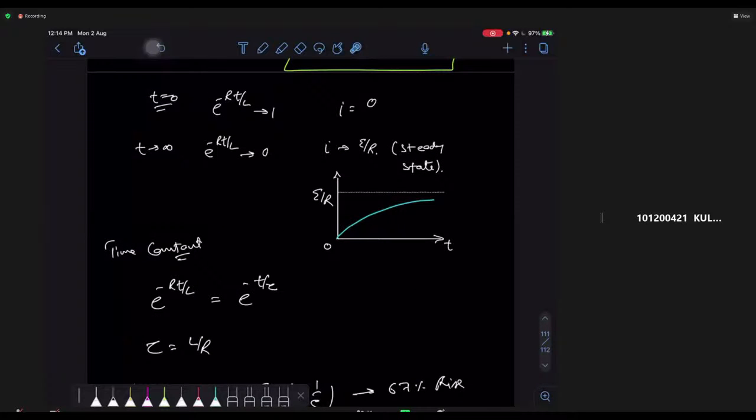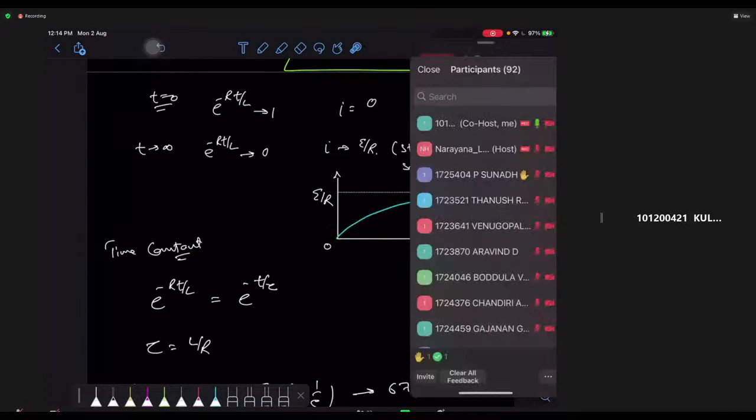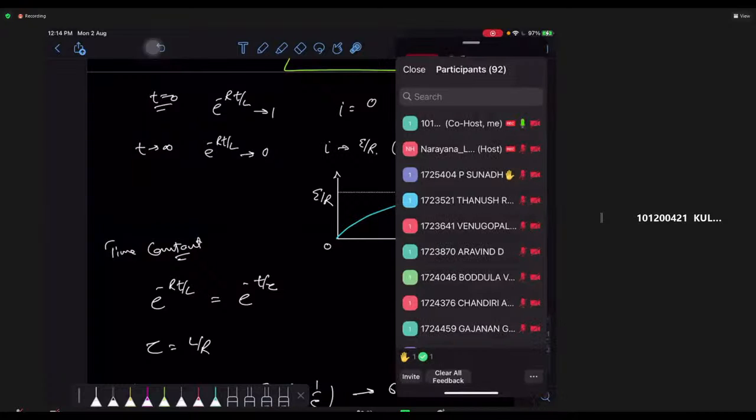Without the inductor, your current can easily reach E by R in no time. The battery will give the current E by R easily, but the inductor is opposing. That's why it is rising slowly. It takes time to rise. So I hope you understand here, the inductor is opposing.